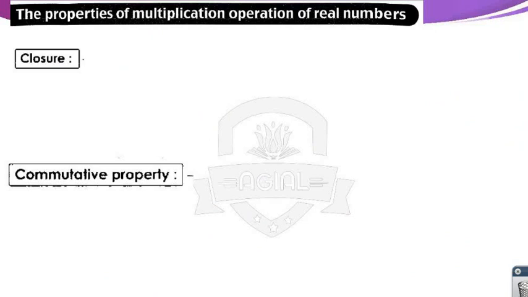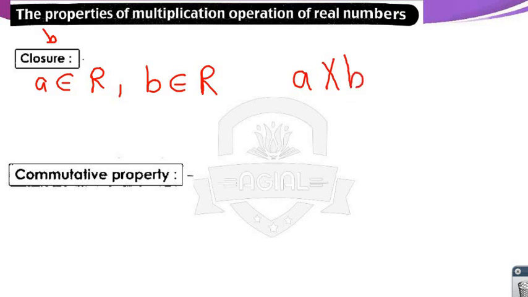The second part in my lesson: the properties of the multiplication operation of real numbers. Here is the first property, closure. If we have a belongs to R and b belongs to R, then a multiply b belongs to R. This is the first property, closure.